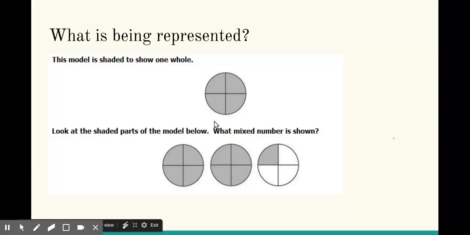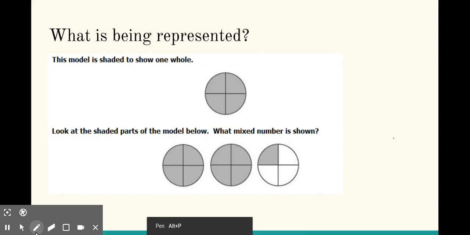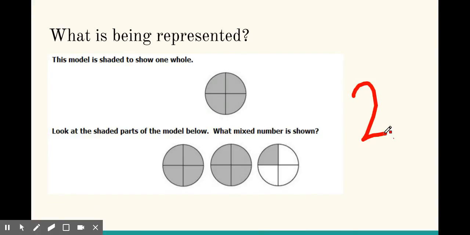This is shading that shows one whole. So we go down here, and how many of those do we have that represent one whole? Well, we know we have 2 of them. So I'm going to go over to the side, and I'm going to write down 2 wholes. I have 2 wholes, and then I have my fractional part. Again, my denominator is going to be a 4 because I know it takes 4 pieces to make one whole, and one of those pieces is being represented.